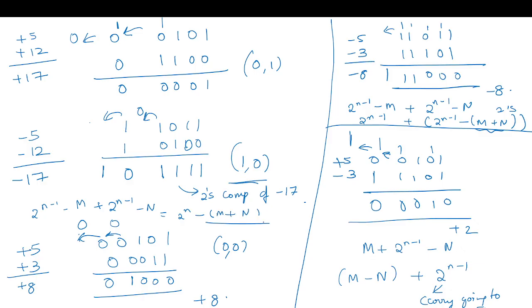So again, it's in 2's complement form and we have a carry out. So overflow occurs when this carry bit and this carry bit combination is 0, 1 or 1, 0. This is the condition when overflow occurs. And when it is 0, 0 or 1, 1, there is no overflow.